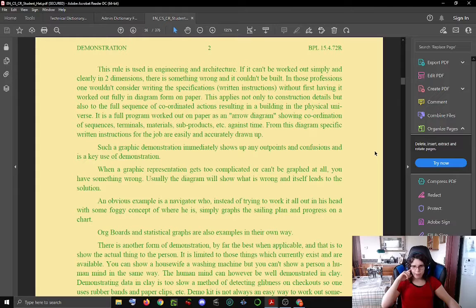When a graphic representation gets too complicated or can't be graphed at all, you have something wrong. Usually the diagram will show what is wrong and itself leads to the solution. An obvious example is a navigator who, instead of trying to work it all out in his head with some foggy concept of where he is, simply graphs the sailing plan in progress on a chart.